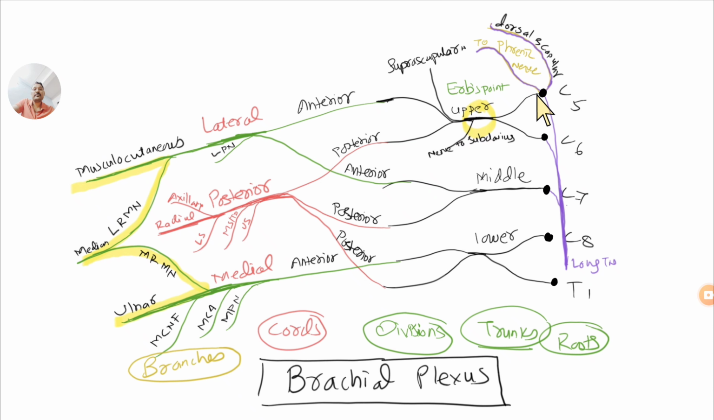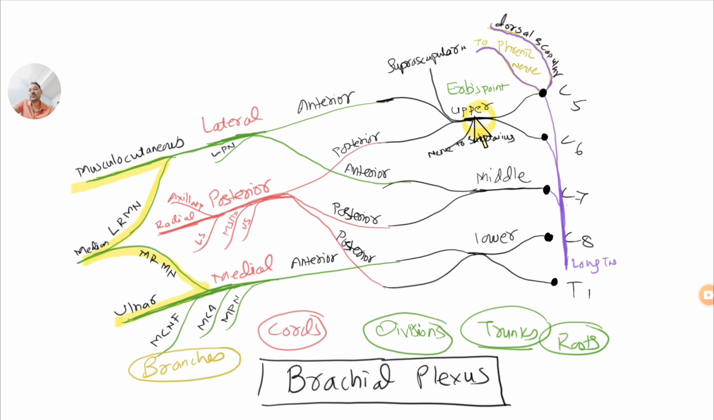So in all, you have 1, 2, 3, 4, 5, 6 nerves uniting together at this point, and this is called as Erb's point. And this is a very common site of injury in different clinical scenarios. And that's why this becomes important. You should know where Erb's point is.